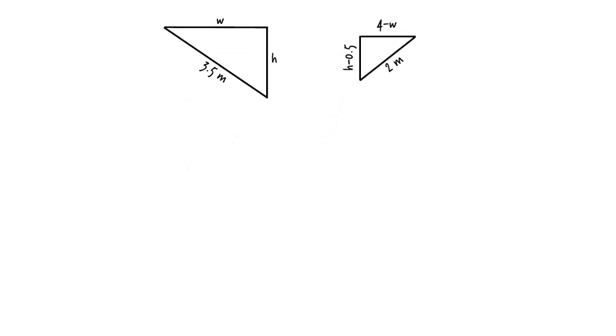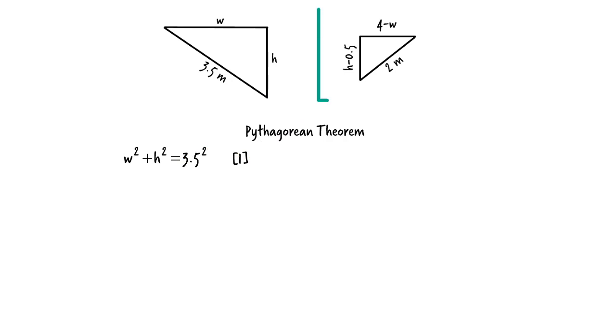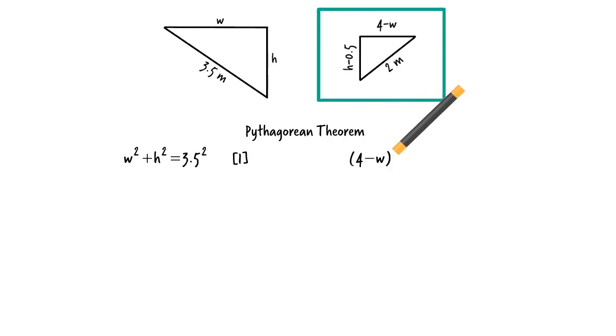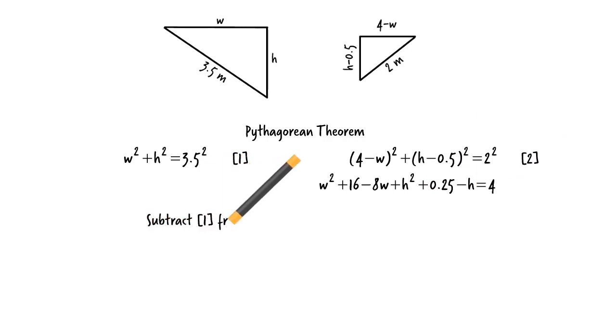To do so, we use the Pythagorean Theorem. For this triangle, we get, and for this one we get, Equation 2 can also be written like this. We can get rid of the square terms by subtracting equation 1 from equation 2.